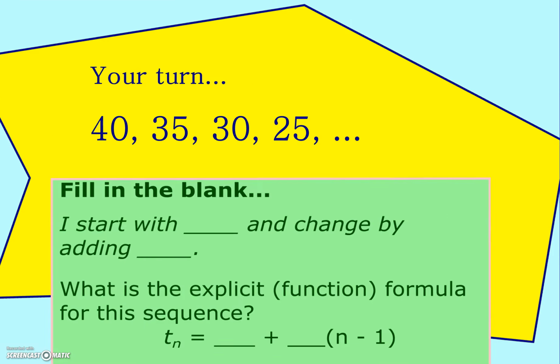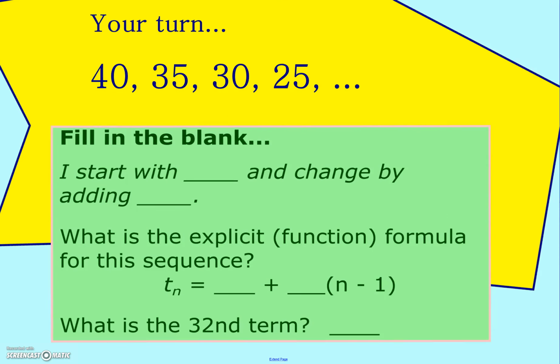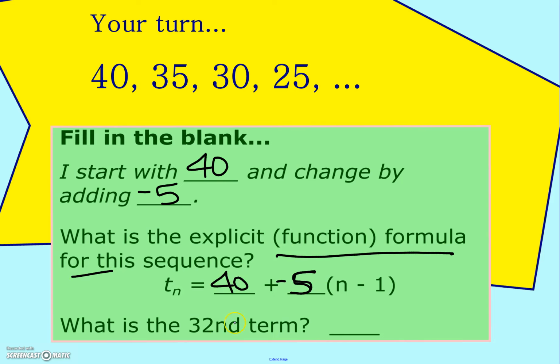So now it's our turn. I start with blank and change by adding. I started with 40 and changed by adding a negative 5. What is the explicit or function formula for the sequence? Well, 40 plus a negative 5 times n minus 1. So what is the 32nd term?